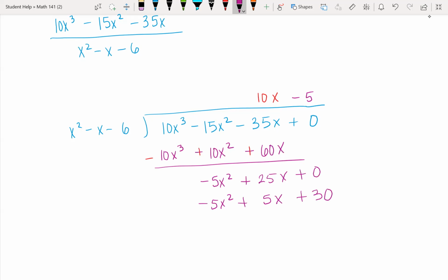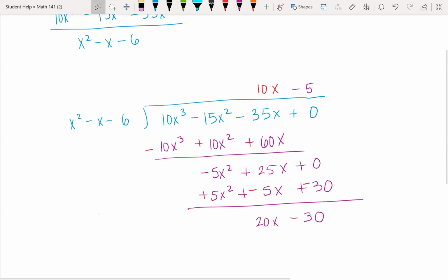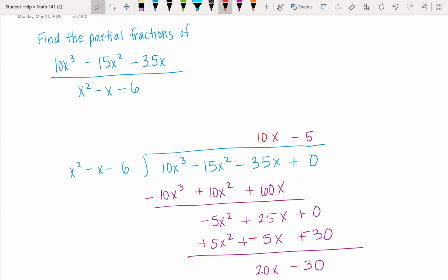So I've got a plus 0 here, right? And we change the signs of everything. This changes to plus, this becomes minus, this becomes minus. So when I add down, I have 20x minus 30. Okay, so the rewrite of this fraction is 10x minus 5, that's the quotient we found, plus 20x minus 30, that's the remainder, and it goes over the divisor.